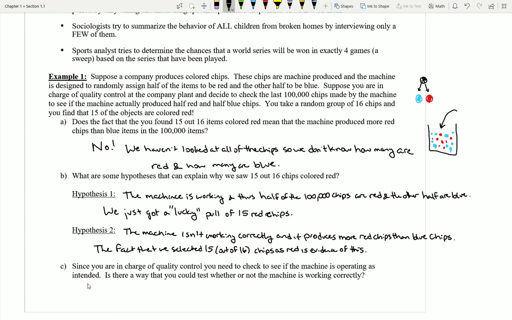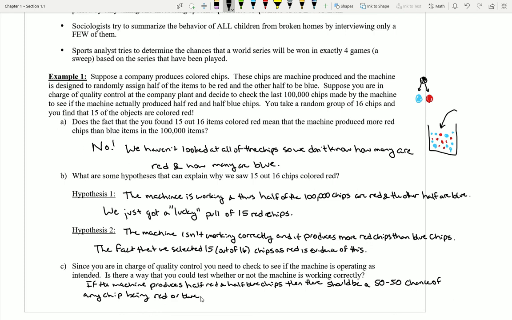I'll write something like this. I'll say, if the machine produces half red and half blue chips, if it's working correctly and it actually produces half red and half blue chips, then there should be a 50-50 chance of any chip being red or blue, right? Like, if I want to count red chips, there's a 50-50 chance that a chip that I pull should be red. There's a 50-50 chance that I could pull a chip that's blue.